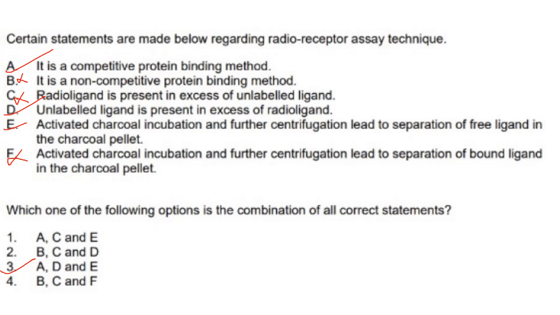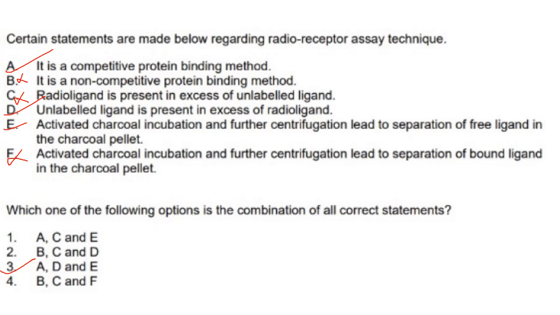Radioligand is present in excess of unlabeled ligand. No. Radioligand is present in lesser amount than the unlabeled ligand. So C is not correct. Unlabeled ligand is present in excess of radiolabeled ligand. That is correct.